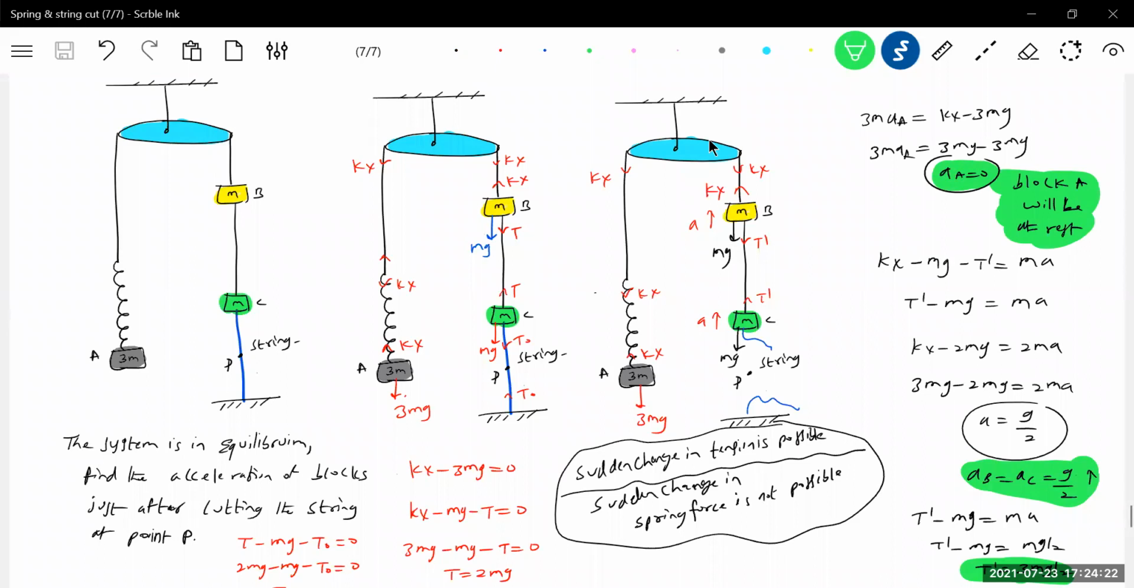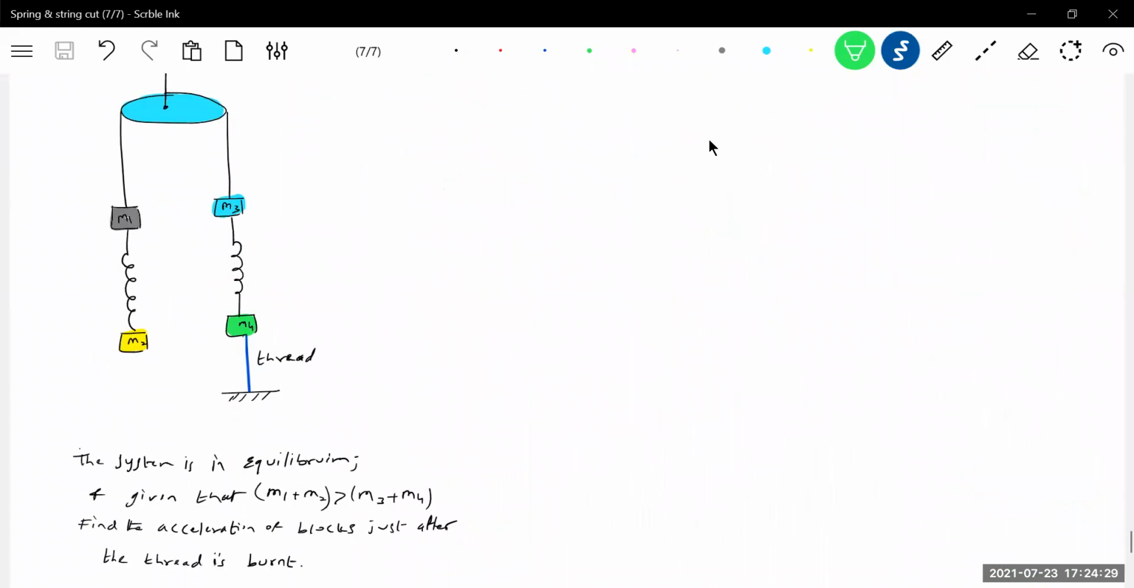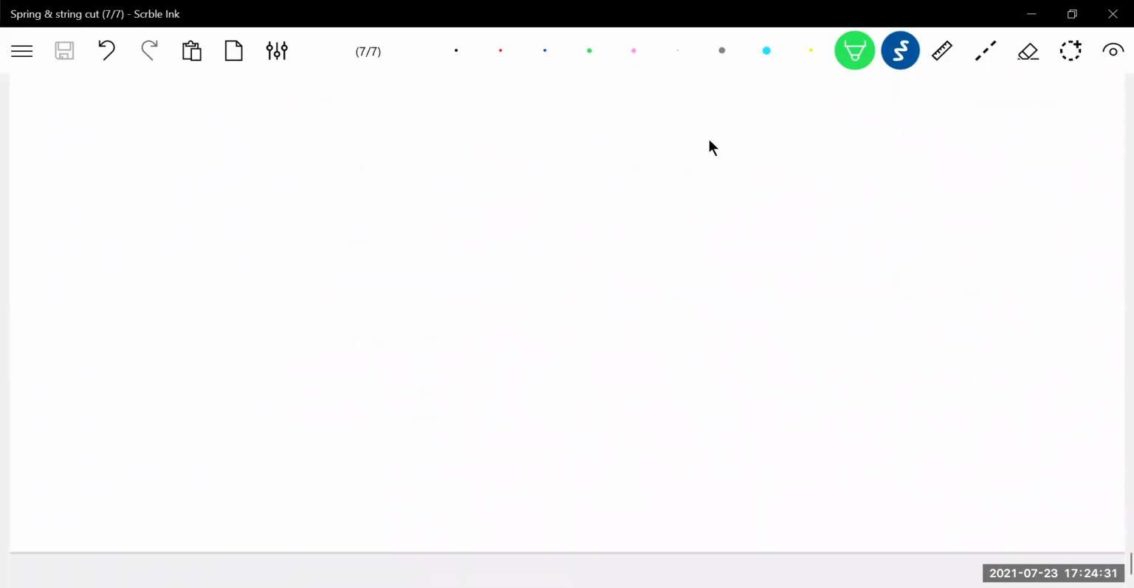Some spring cut we'll see. One problem we will do at least, when the spring is cut. Oh, all the questions are thread burnt only.